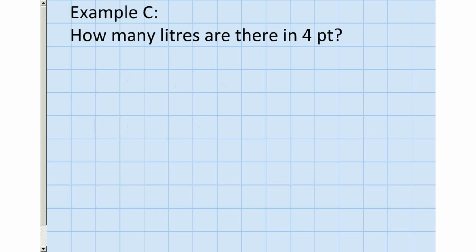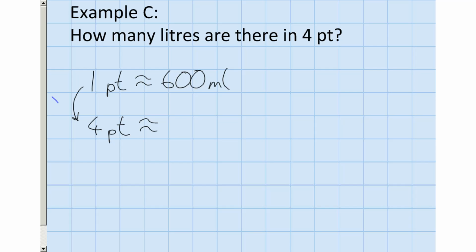And one more, how many litres are there in 4 pints? Well, the conversion was that 1 pint is approximately 600 millilitres. So we want 4 pints. So to get from 1 to 4, we've multiplied by 4. And we'll have to do the same thing to the 600 and multiply that by 4. Again, ignoring the zeros, 4 lots of 6 is 24. Put our zeros back in. So we have 2,400 millilitres.